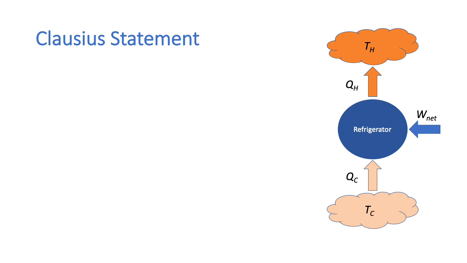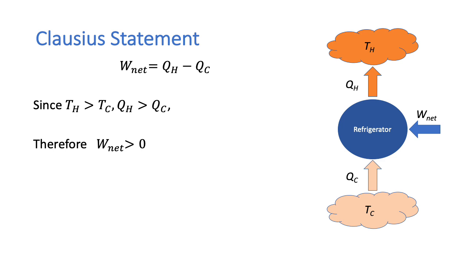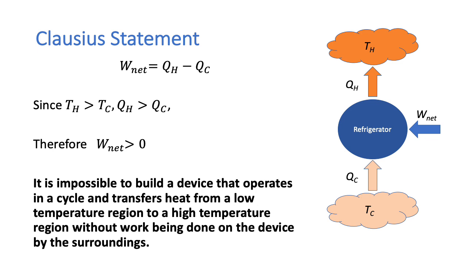If we do an energy balance on a refrigerator, we know that W net, the work supplied to it, equals QH minus QC. Since TH is greater than TC, that implies that QH is greater than QC. Therefore, W net has to be greater than 0. We have to supply work to a refrigerator to have it operate. This is summarized in the Clausius statement, which says that it is impossible to build a device that operates in a cycle and transfers heat from a low temperature region to a high temperature region without work being done on the device by the surroundings.